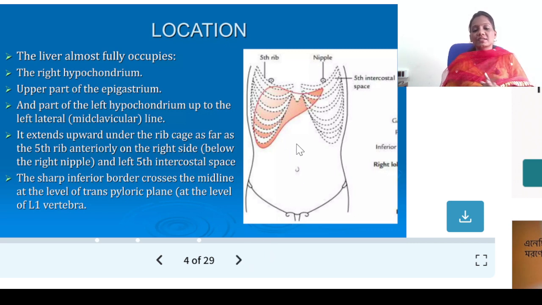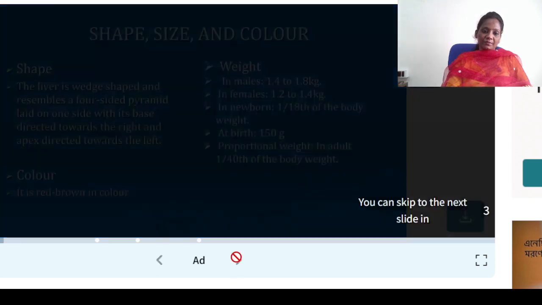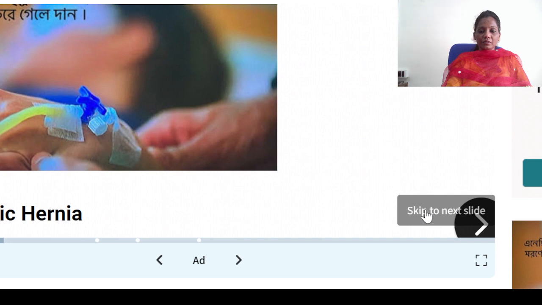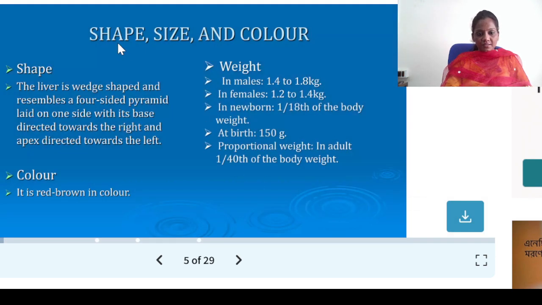Overall, you should understand that it occupies the right hypochondriac region, extending behind the ribs from the right side to the left side of the hypochondriac region, and the lower border reaches up to the pyloric area. So that is about location. Now, size, shape, and color. Please note down these points, very very important.